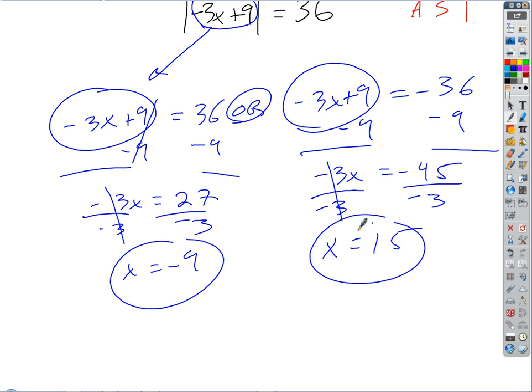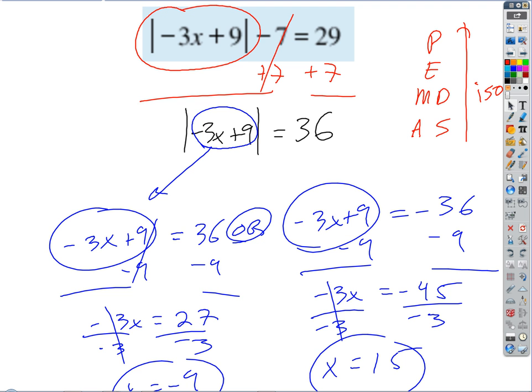On a test, how could I check them? Plug them in. Just plug them into the original and see if you get 45 and 27? How did I what? Oh, negative, okay, just kidding. Oh, because I subtracted 9 from negative, yeah, from -36. Okay? All right, so that's how we deal with absolute value equations, right? We isolate the absolute value, and then we make our trade.